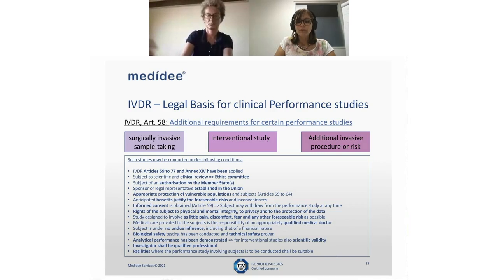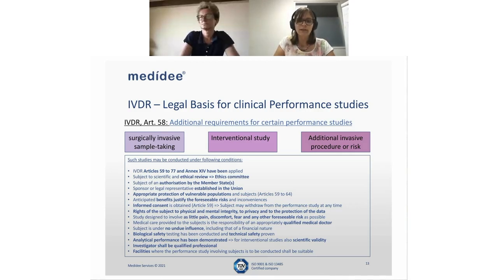And you have also studies where there is an additional invasive procedure or an additional risk to the study subject. So where, for example, there is no invasive sample taking, but you have to, for X reason, for example, take an additional X-ray of the patient. So you put the study subject at high risk.